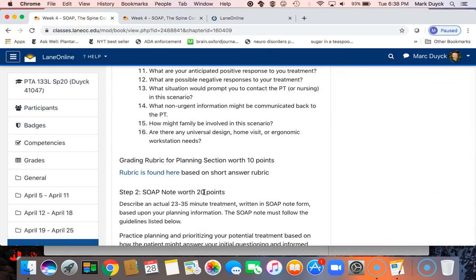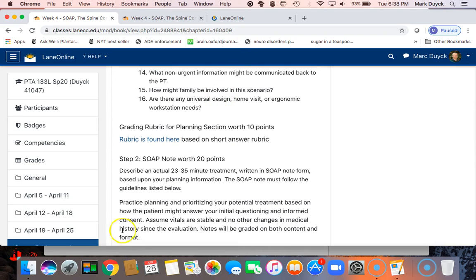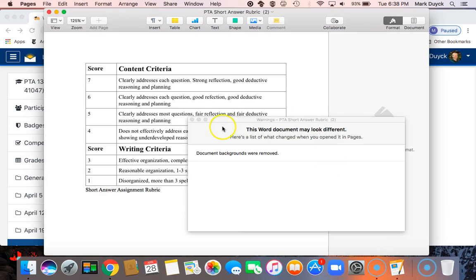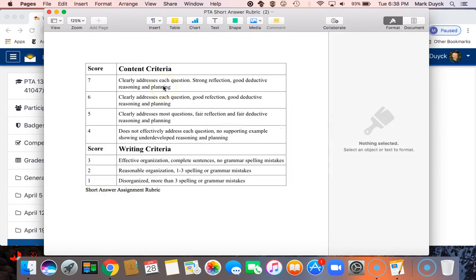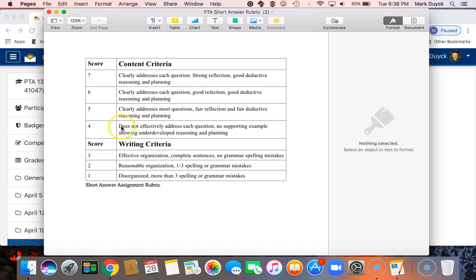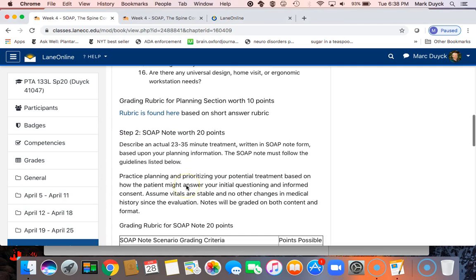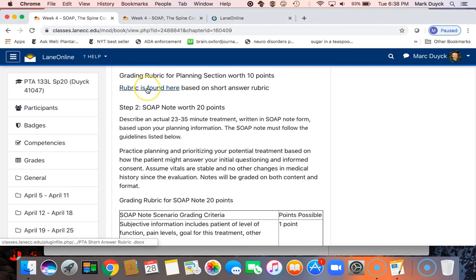And then universal design, ergonomic workstations. I think you have enough information on both these scenarios to decide what that might be. And don't think exhausted, right? It could be just as basic as 1 or 2 things. Look at what their goals are and what they're doing and make that call. Not elaborate. And your responses are based on the short answer rubric. So the content criteria clearly addresses the questions, worth 10 points. And there you go. And it's also linked here.